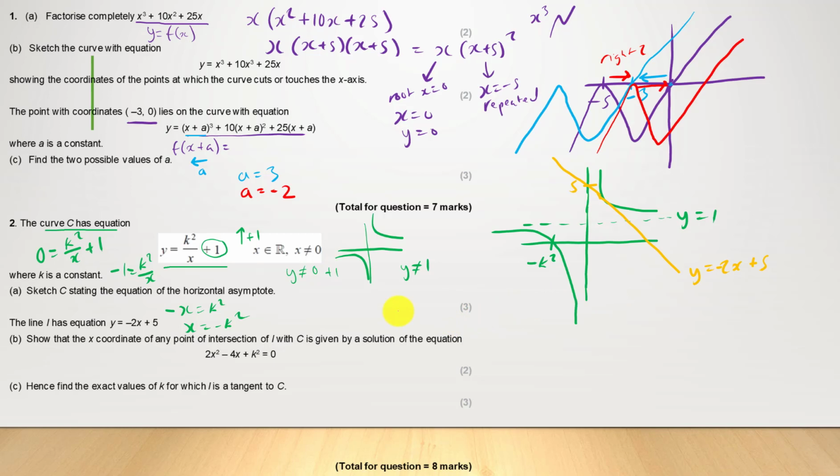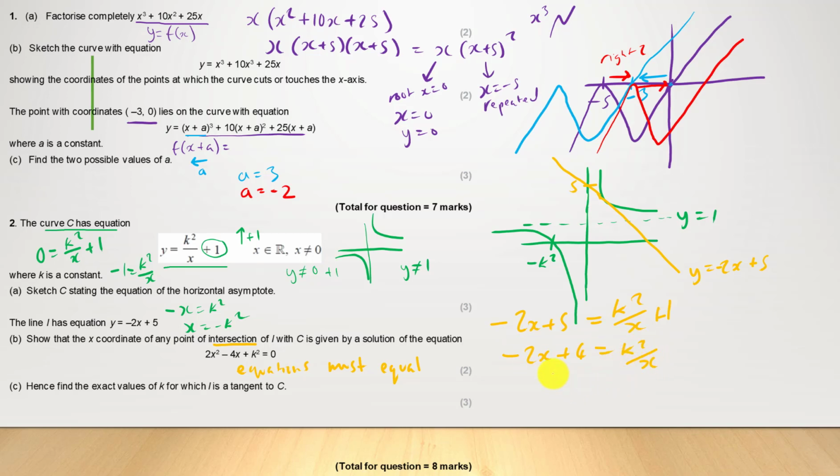So what can we do? Right, well, if it's a point of intersection, the equations must be equal. So what do we need to do? Just set minus 2x plus 5 equal to k squared over x plus 1. Let's minus 1 from both sides. So we're going to get minus 2x plus 4 equals k squared over x.